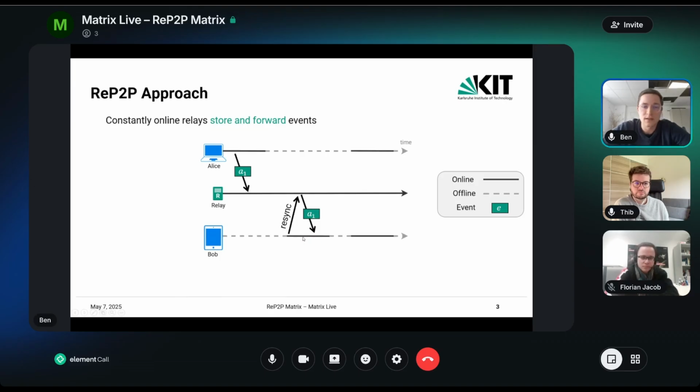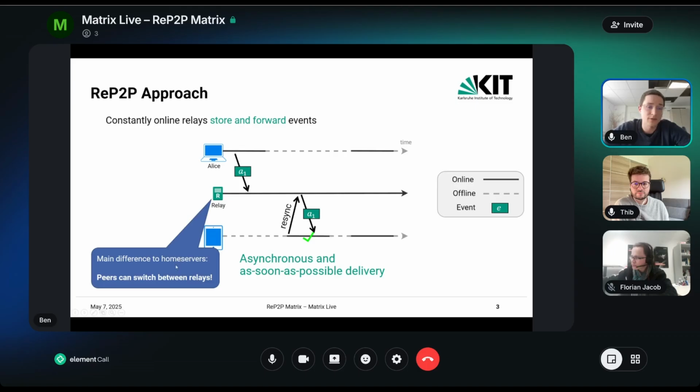And this is a major difference to P2P Matrix, because in P2P Matrix, Bob would have to wait until this last online period until he would receive the event. And so in total, ReP2P enables asynchronous and as soon as possible delivery. And one of the main differences to home servers is that peers can switch between relays. And I say relays here because there can be multiple relays in one room.